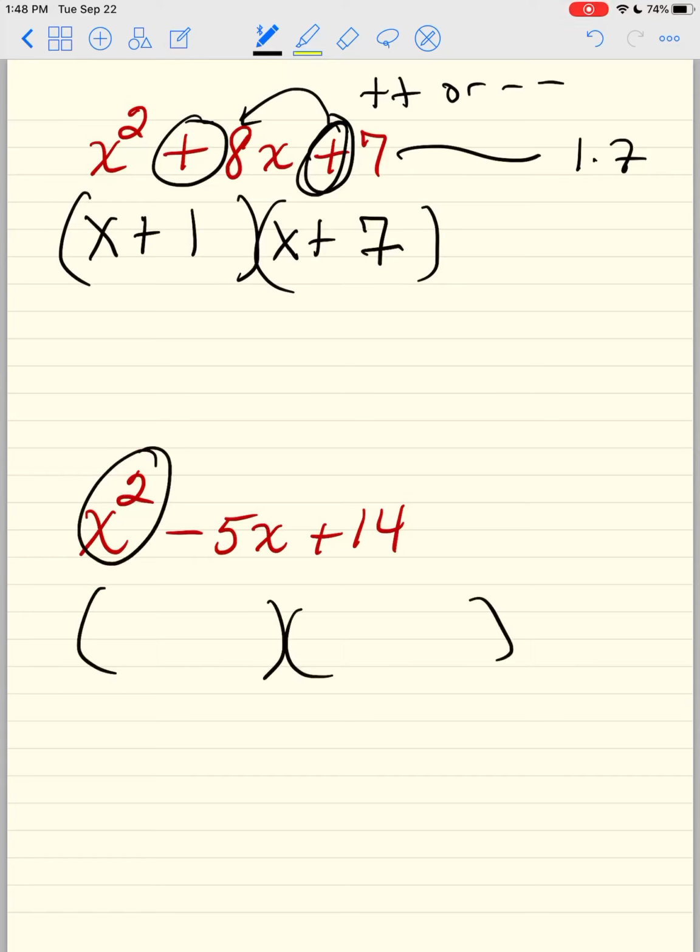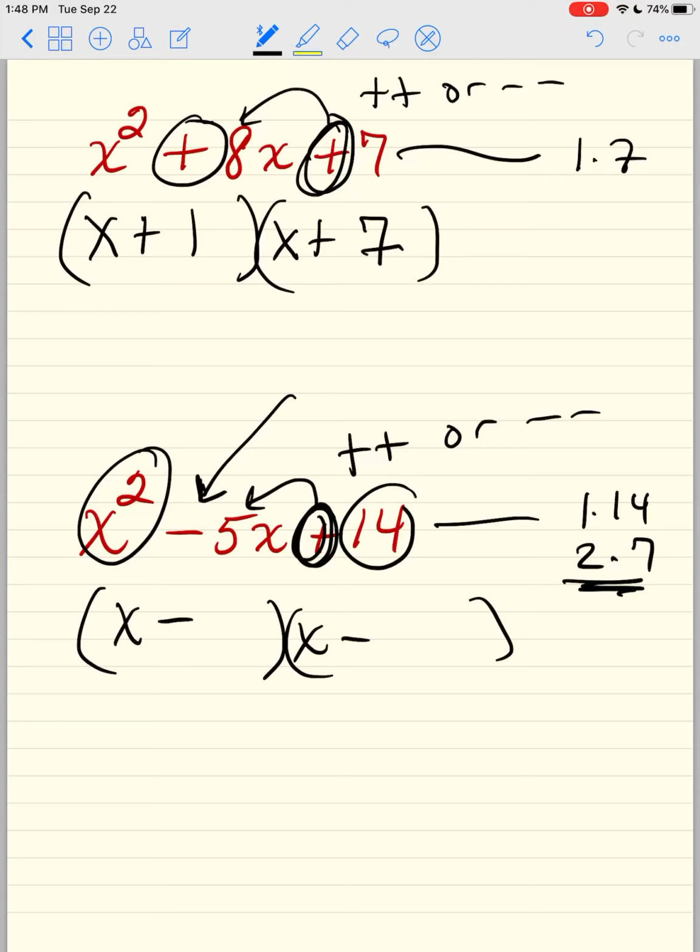What multiplies to give me the front? X and x. What multiplies to a positive? Plus plus or minus minus. I'm going to choose the middle sign. 1 times 14, 2 times 7, and I actually, nothing. Did you see what happened there? Nothing adds up to that 5. It looks like 2 and 7, but 2 and 7 adds to a 9.